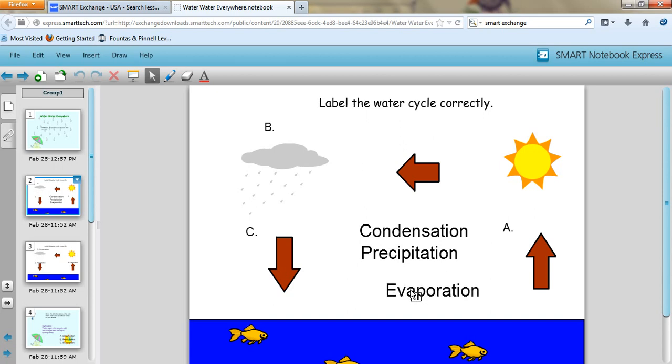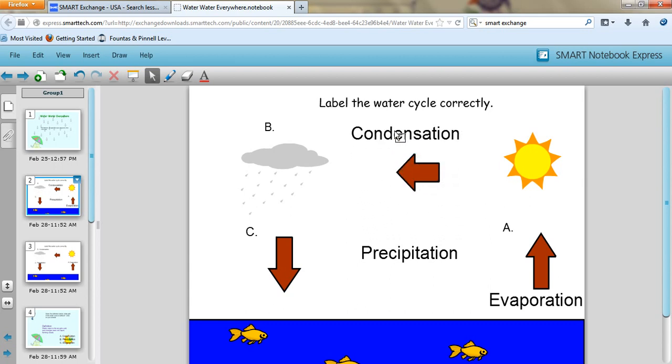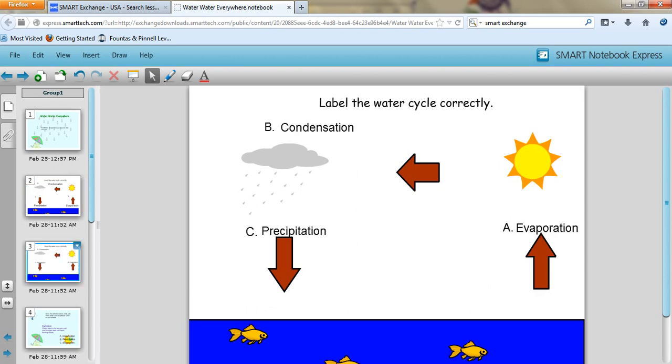So we would move evaporation over here to this area, because this is what happens when the sun is shining. The next thing, condensation would go up this way as water is created. And then the final step would be precipitation, which is when the water comes back down into the atmosphere. So as you click to the next slide, you see that that's the correct information.